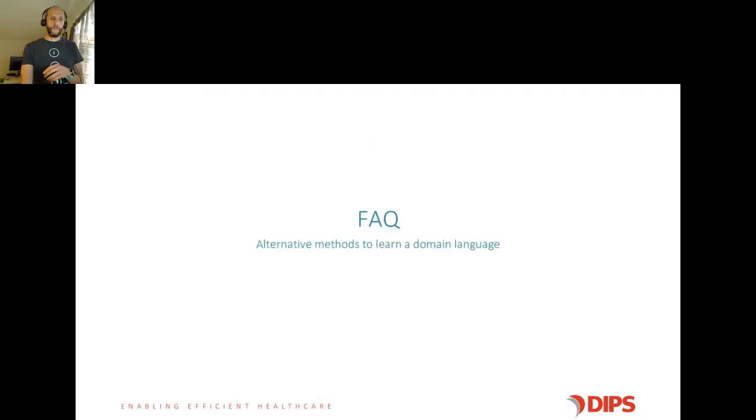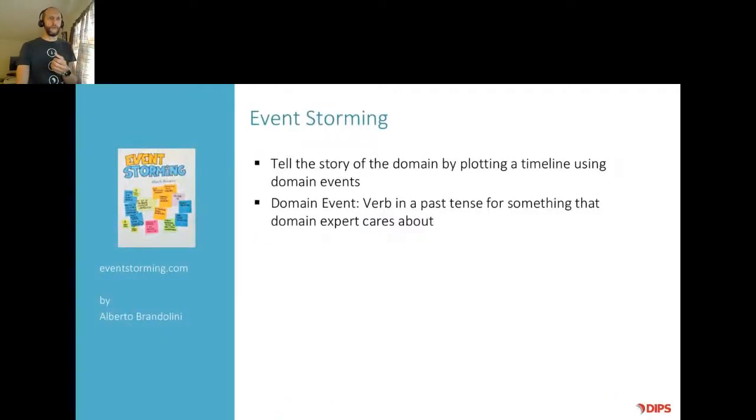So usually we get some questions about, okay, we see that there are alternative methods to learn a domain language. It's important, but is domain storytelling the only game in town? Well, definitely not. Most people have heard about event storming, at least in some communities. It's very popular, and it tells the story of the domain by plotting a timeline using domain events. It was presented to the community by Alberto Brandolini.